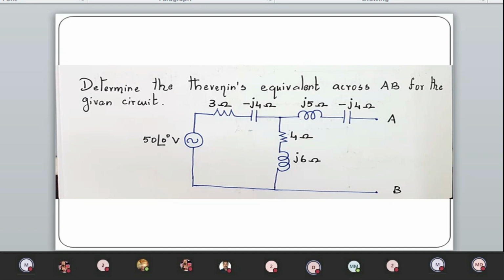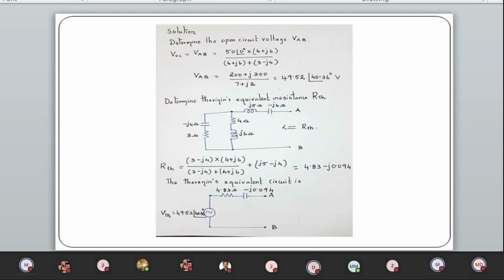Once again, I'm saying J5 and minus J4 are virtually open circuited. They will not contribute to Thevenin's voltage. They will contribute only to Thevenin's impedance. So kindly understand and do not commit any errors there. Now we shall proceed with the problem.